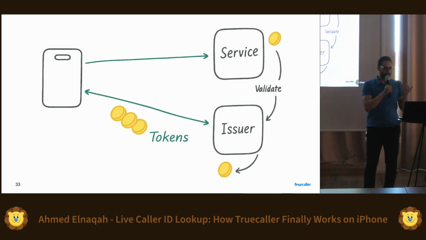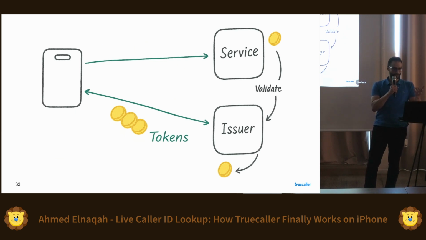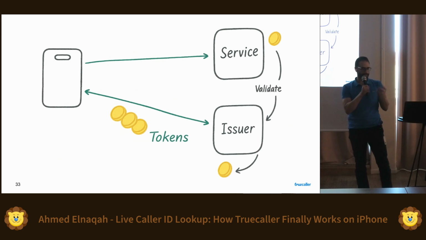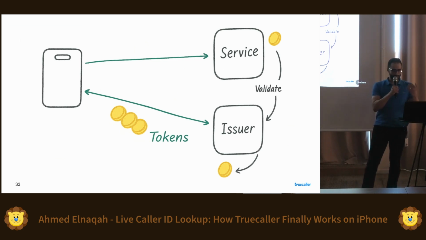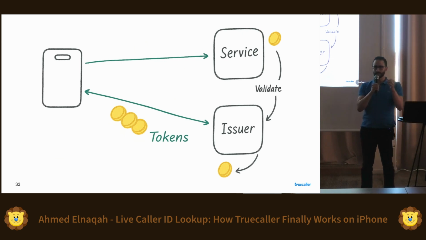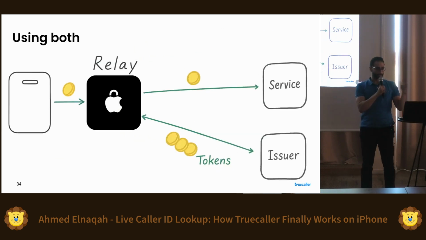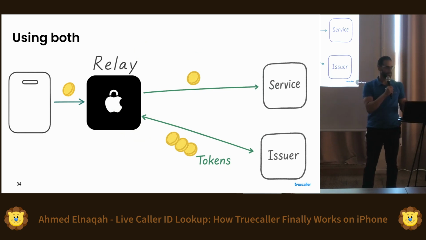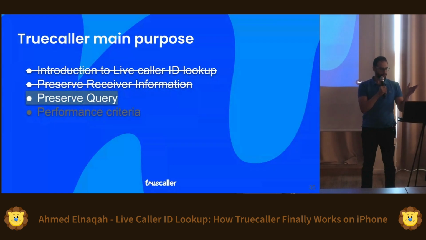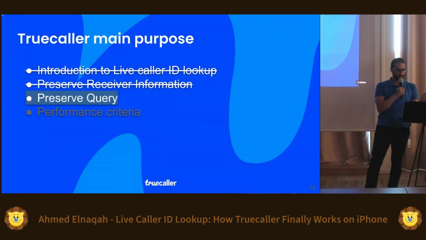So our issuer is basically a currency issuer, and we give this currency to the device. The device should use it one by one with each request, and then we get it, validate it, and keep it to make sure that the device doesn't use it again. So a token can be used only once. Combining those two systems, we can hide the user identity but make sure that it's a Truecaller user, not anyone using our service. So like this, we already preserve the receiver information.